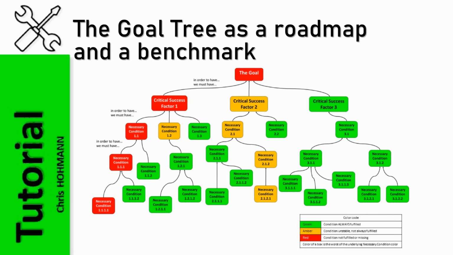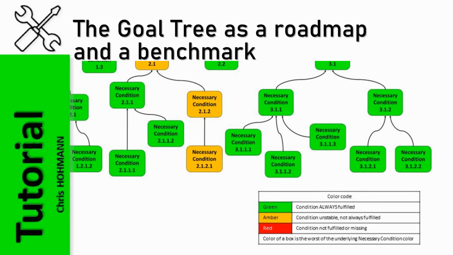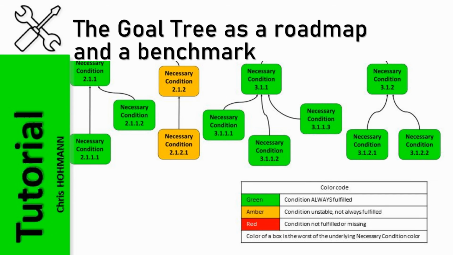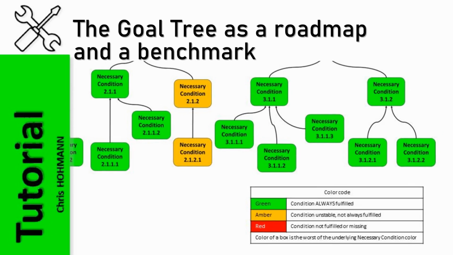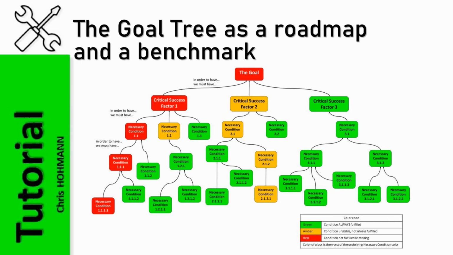My idea was simple. Starting at the bottom of the tree, use the 3-color code to assess the necessary conditions as they are today: in place and mastered, in place but variable, missing or failing. As necessary conditions are prerequisites to the conditions above them, the status will propagate bottom up. A red condition at the bottom will end up with a red critical success factor, thus a red not achievable goal.